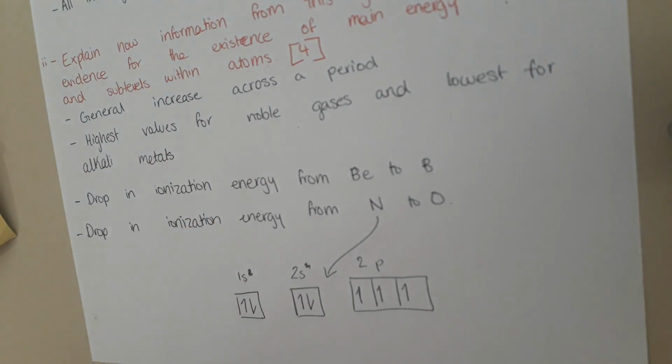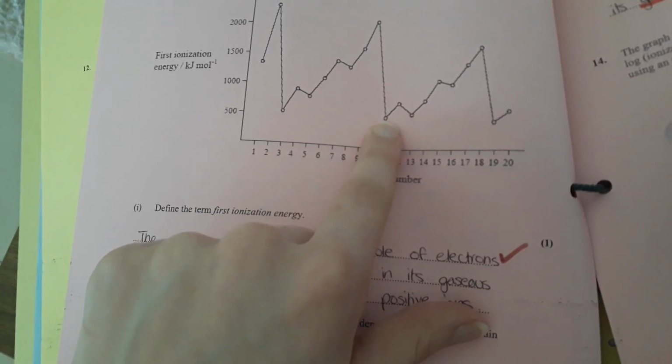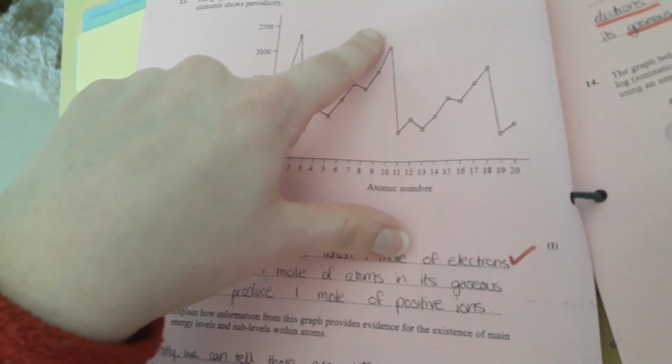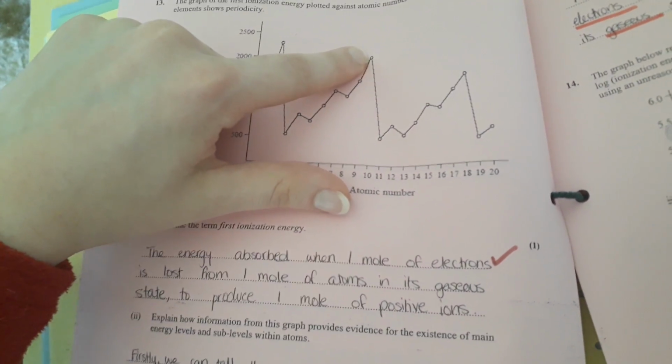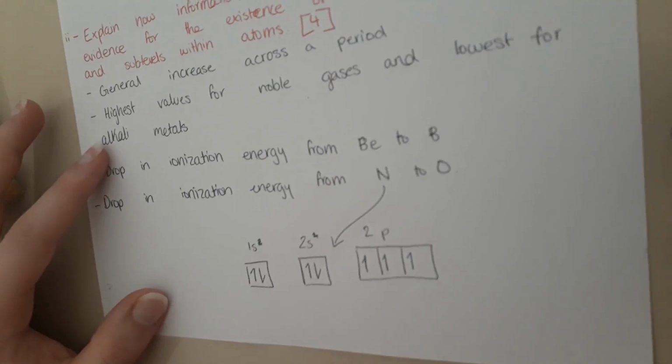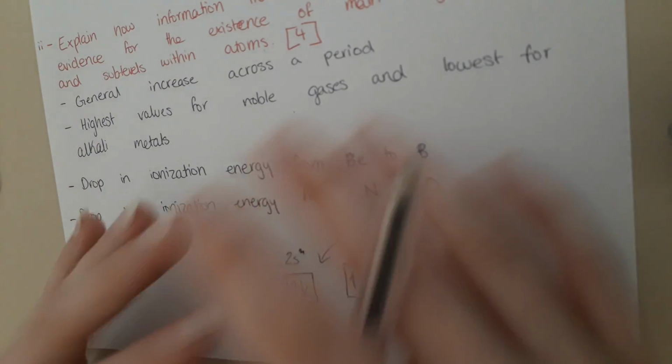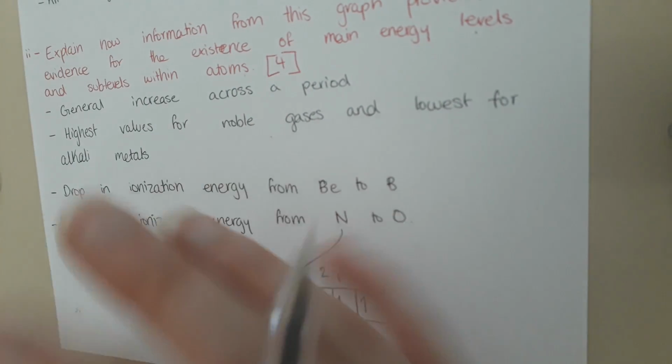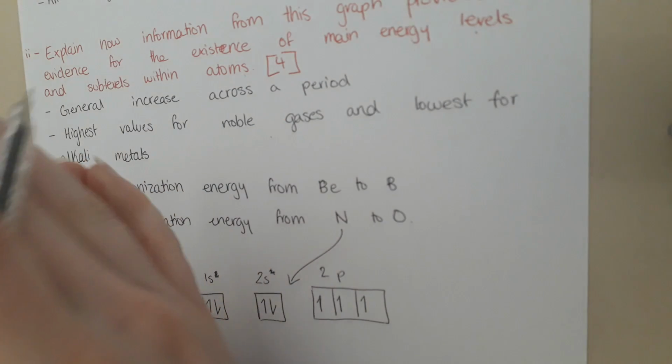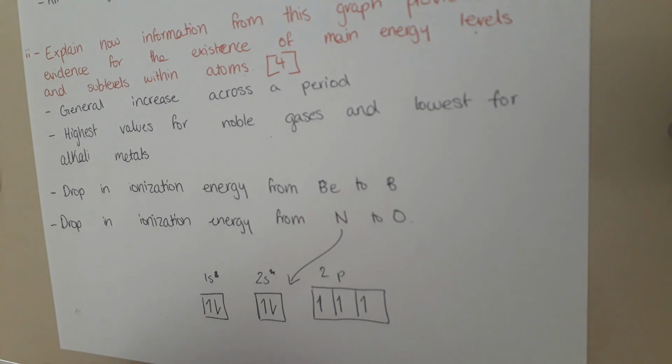So straight after number 10, if we look back, you have 11. And 11 would be sodium on the periodic table. So you can see that the noble gas then drops down to an alkali metal, and the highest was in fact the noble gas, and that is because it's the most stable out of all the elements, and the alkali metals are one of the easiest to remove electrons from.